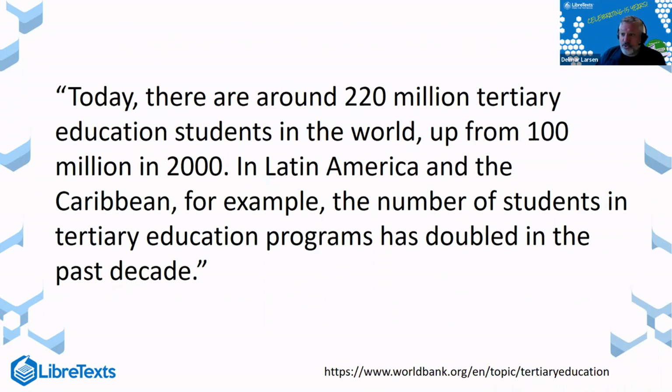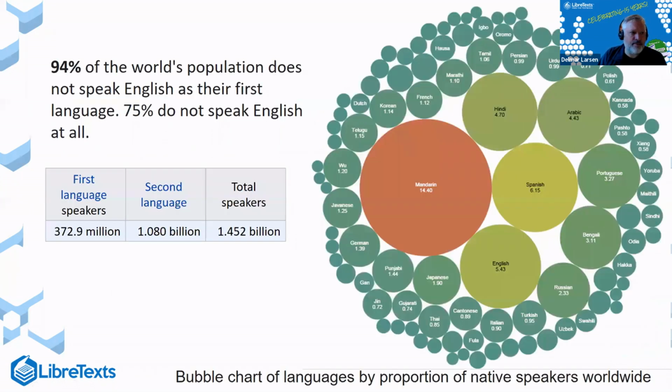So we can look at the numbers instead of the anecdotes. This is just arguing that there are about 200 million tertiary, so post-secondary education, students in the world today. It's doubled, or close to doubled, since the turn of the century. And the growth has been great in Latin America and Spanish-speaking countries. So there is a growing need for Spanish OER.